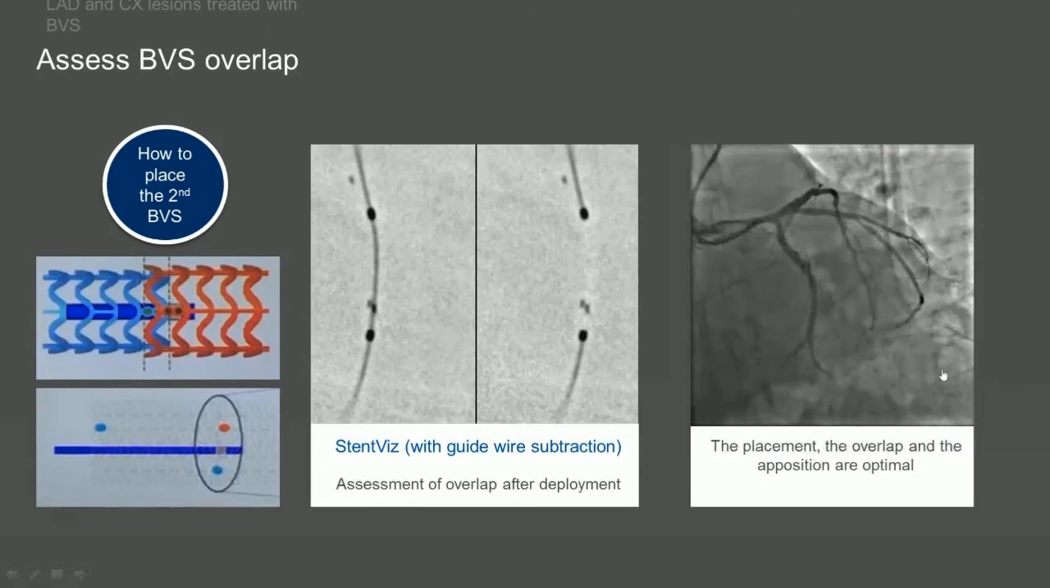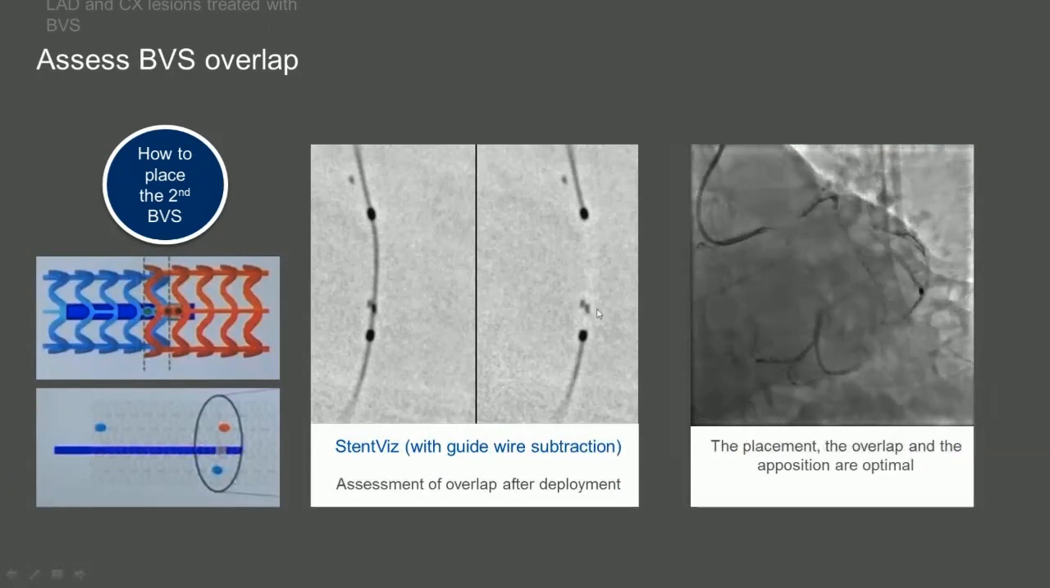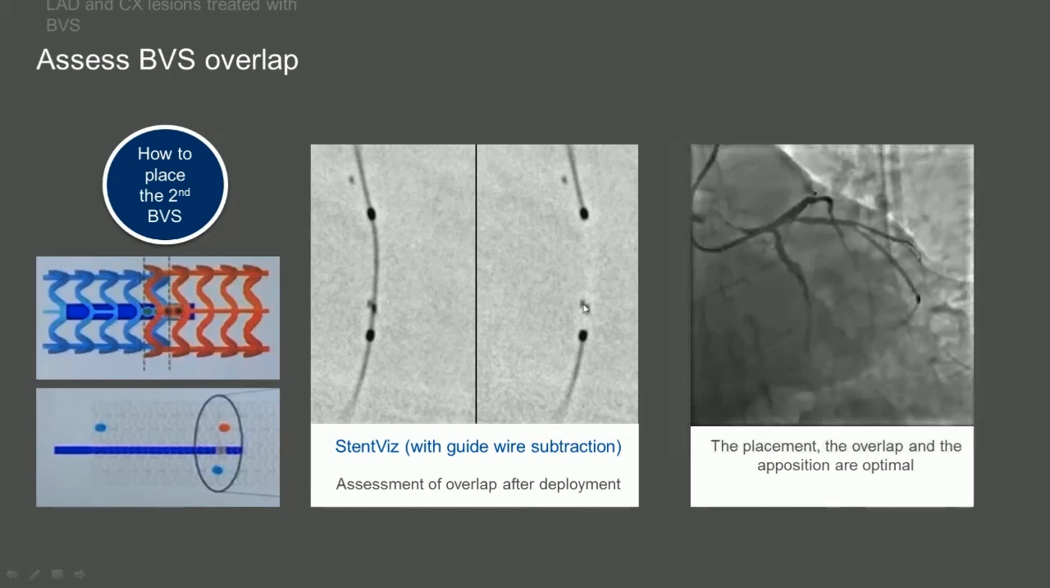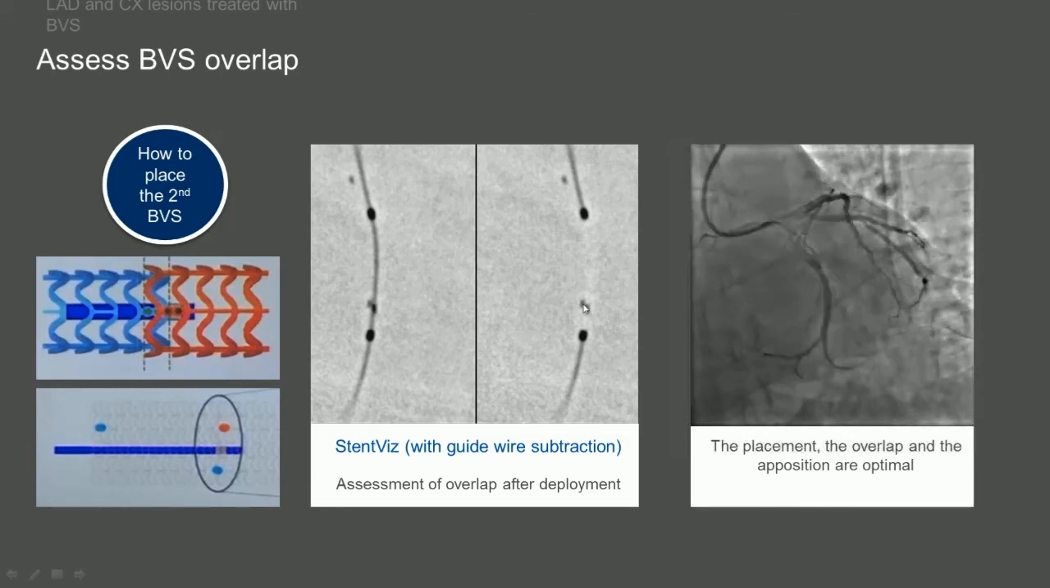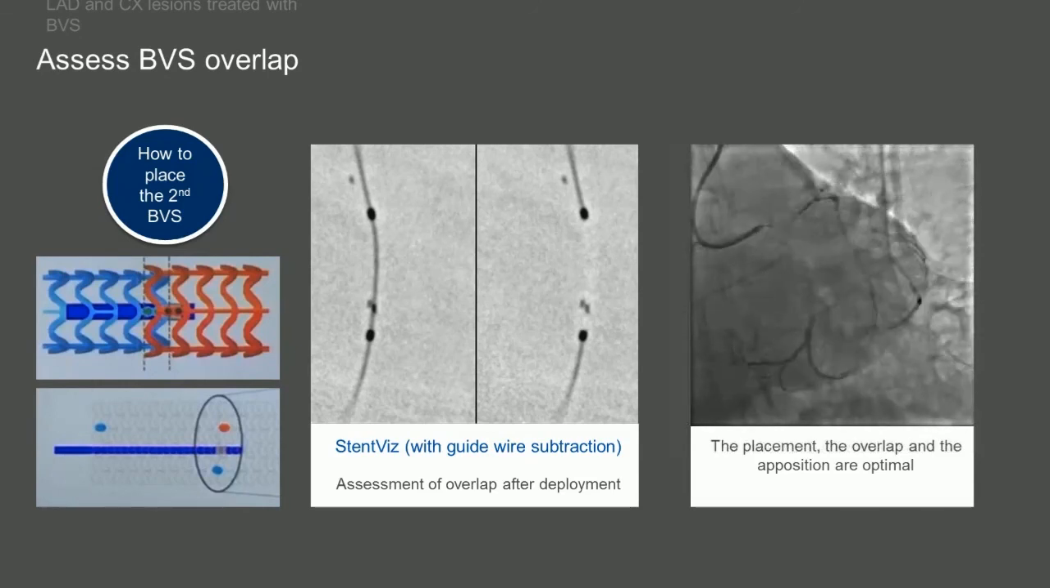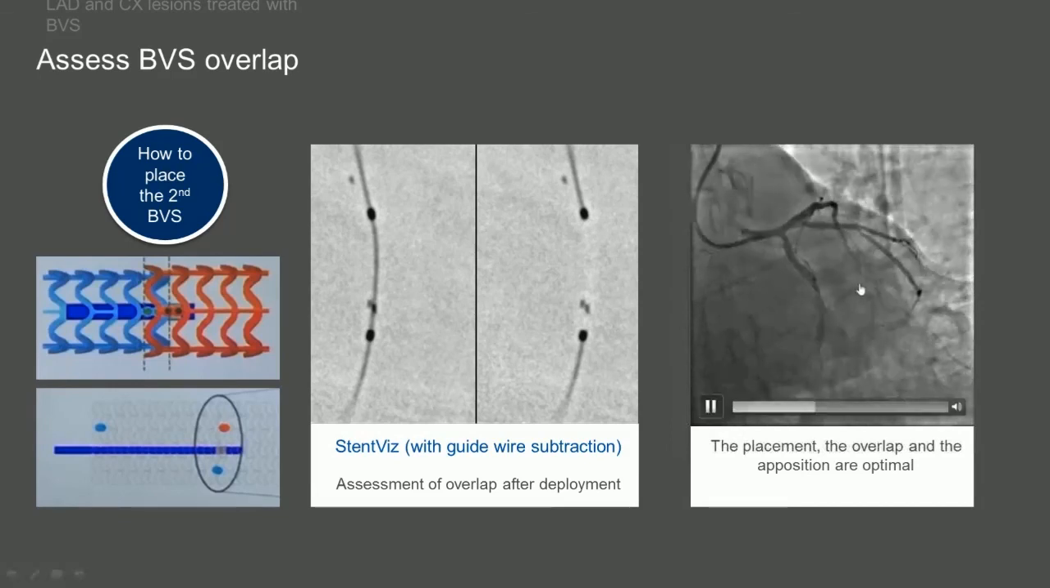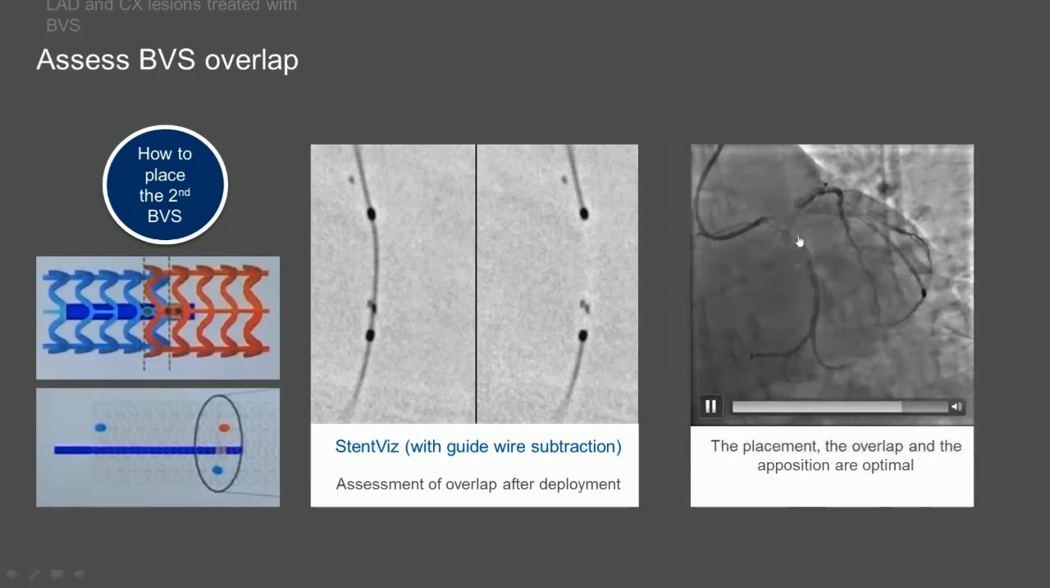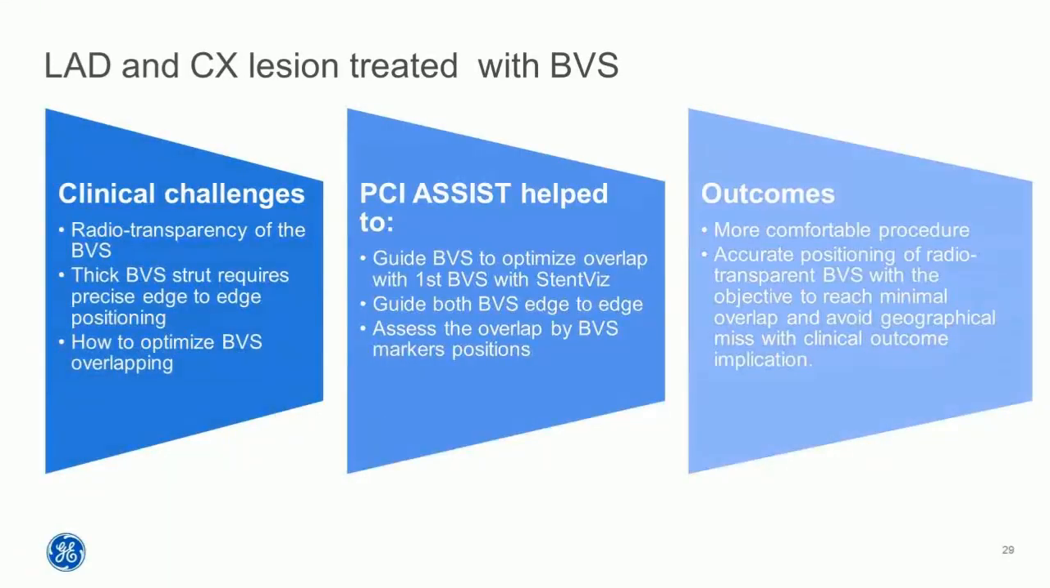Here another case, and in this other case, we have a small overlap, less than 1 millimeter, maybe less than 0.5 millimeter of overlapping between two BVS. Here, the result in this case of a young man using 3 BVS for two-vessel disease.